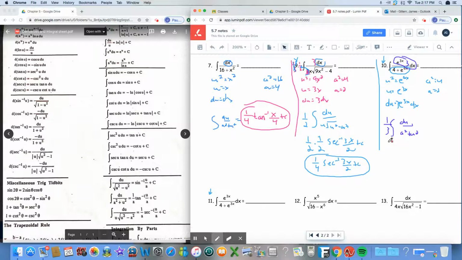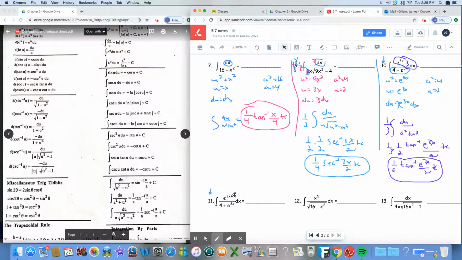So that becomes 1/3 times 1 over a, which is 2, inverse tan of u, which is e to the 3x, over a, which is 2, plus c. So the answer would be 1/6 inverse tan of e to the 3x over 2 plus c. It would be all of that.